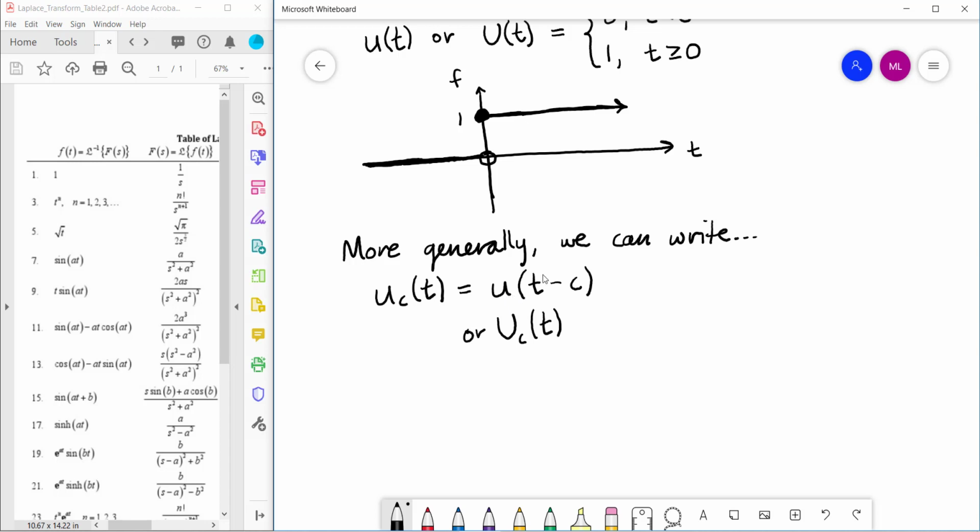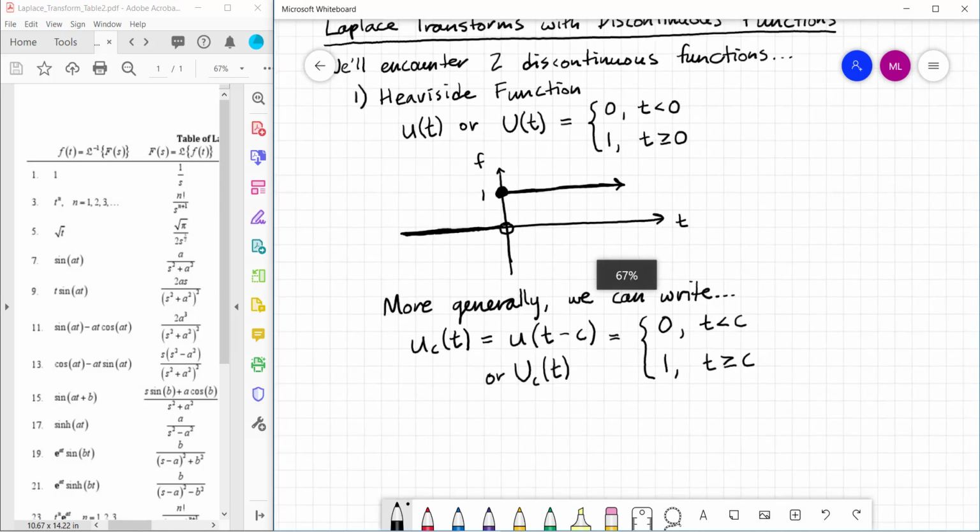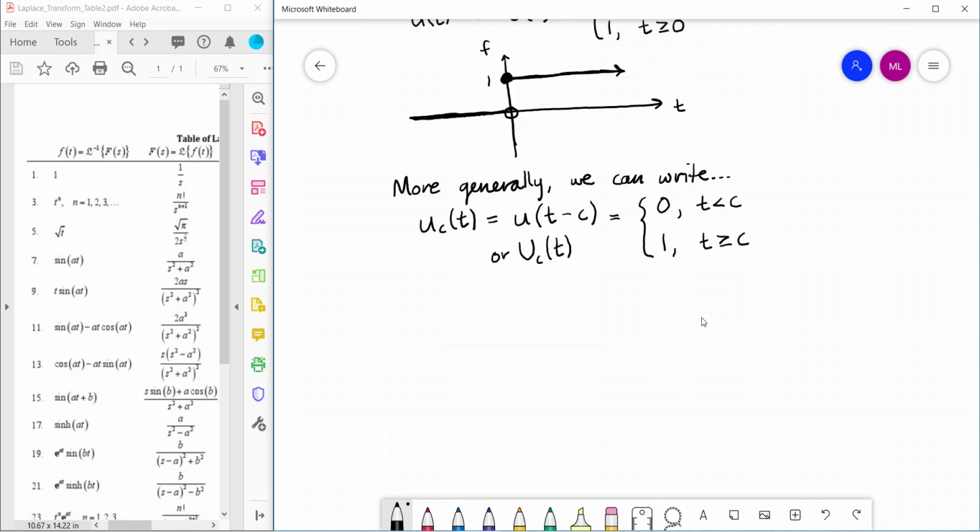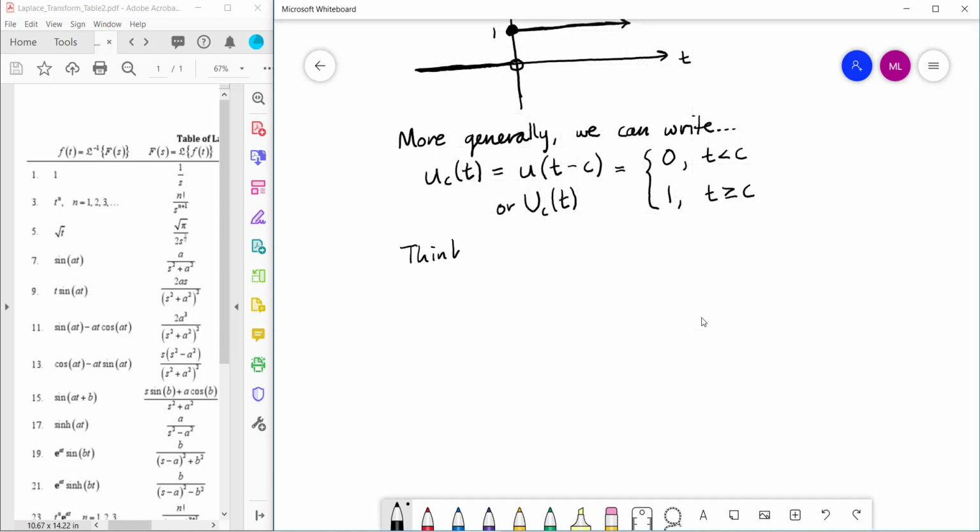It's a Heaviside function. Remember, it's always turned on when the argument is 0, but the argument is going to be 0 when t is equal to c. So either of these notations is equivalent to 0 or 1, but now it's 0 for all t less than c and 1 for all t greater than or equal to c. And so this is something that we use as an on-off switch for our forcing term.